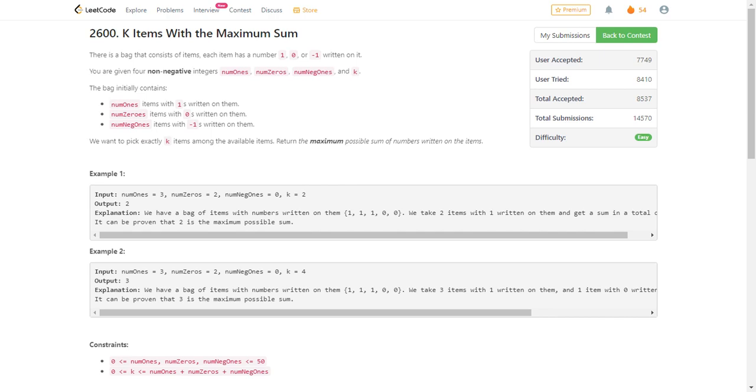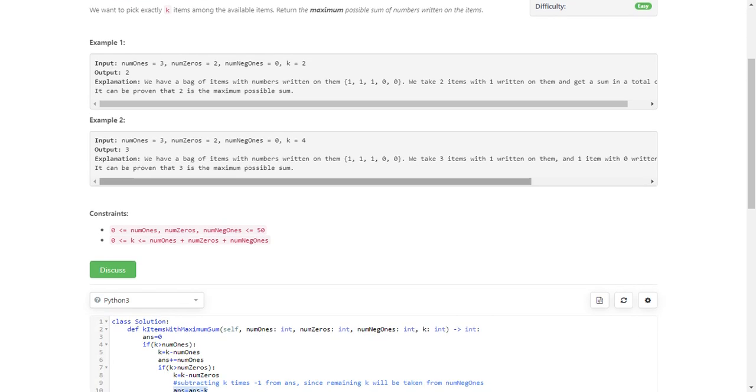We are given a bag which has different items, and each of them has either 1, 0, or minus 1 on it. We have to pull k items out of it blindly. We don't know what those items are, and ultimately we have to say what is the maximum possible sum if we are going to pull k items. So first I will try to satisfy k with num ones, which are the ones where 1 is written. If we are not able to satisfy, that is k is greater than num ones, then we try to satisfy it with num zeros. If we are not able to do that also, then finally we'll try to go for num neg ones. And it should be possible because k cannot be greater than all the three, but it can be greater than any two.